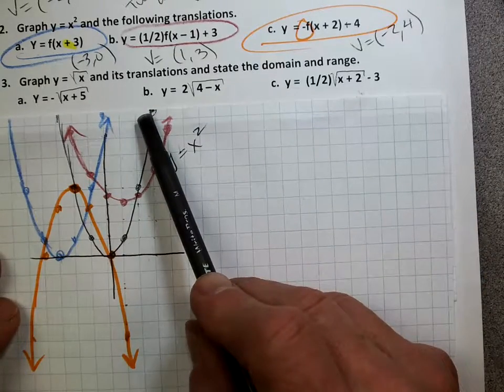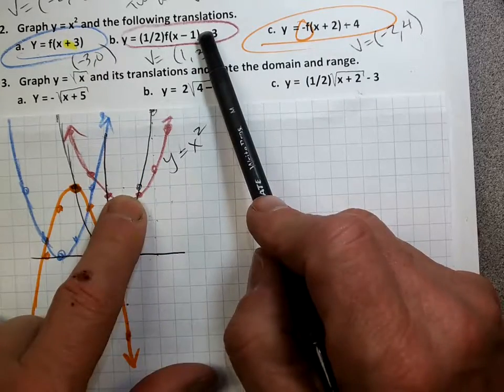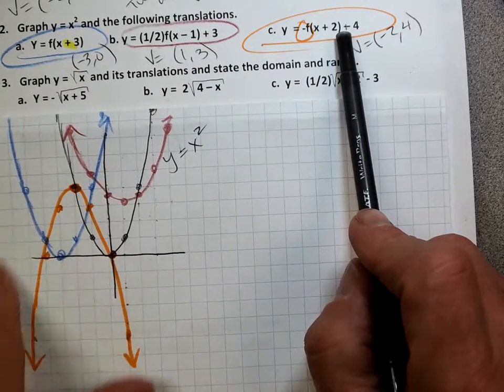Black is my parent function. Blue is this first translation. Red is the second translation, and orange is the third translation. Okay.